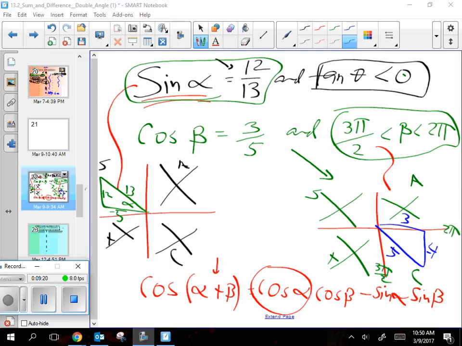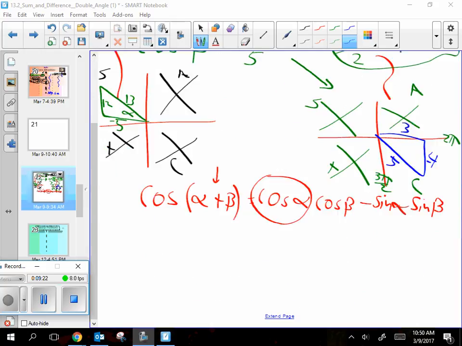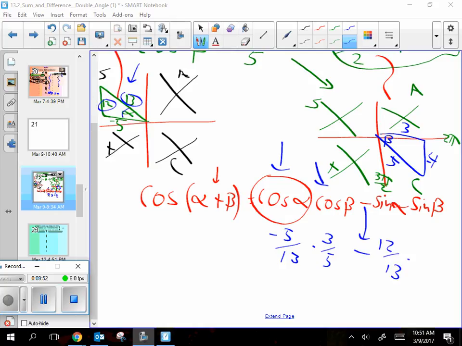So final answer. I'm going to scroll down so that I can take the numbers from up in here and put them down into this big formula here. All right. Cosine of alpha. Well, here's alpha. Cosine of that angle is adjacent over hypotenuse, negative 5/13, times cosine of beta. I go over here to get the beta triangle. Cosine is adjacent over hypotenuse, so it would be 3/5, minus, bringing down the formula, sine of alpha. Sine over here is opposite over hypotenuse, 12/13, times sine of beta.